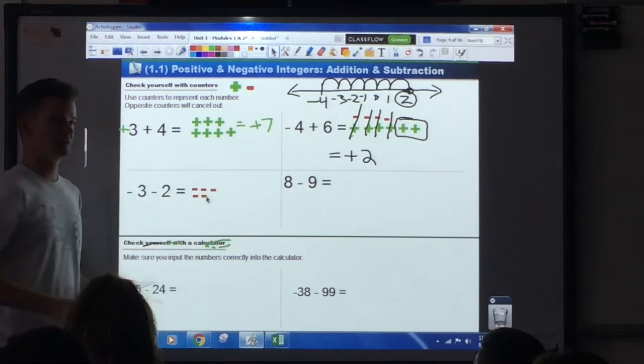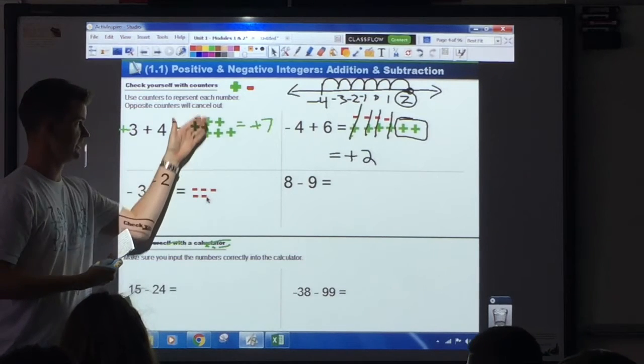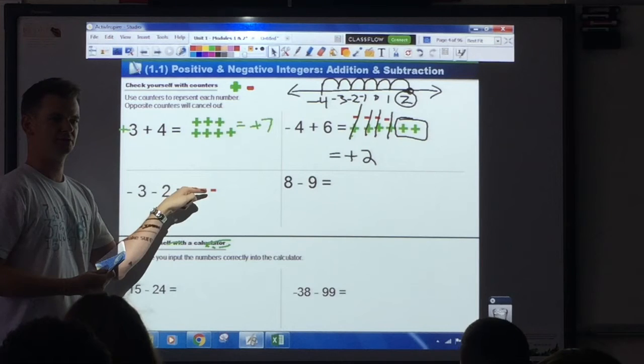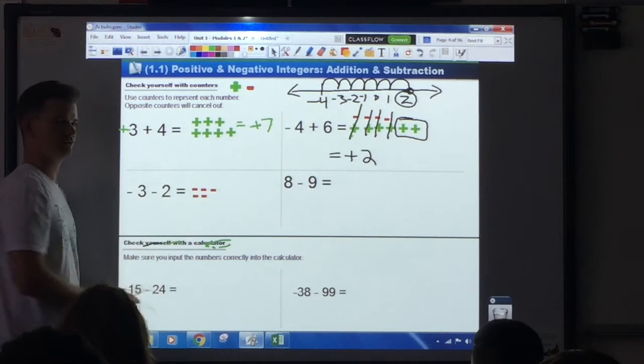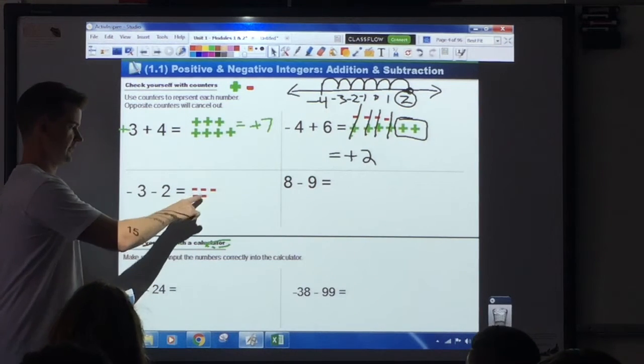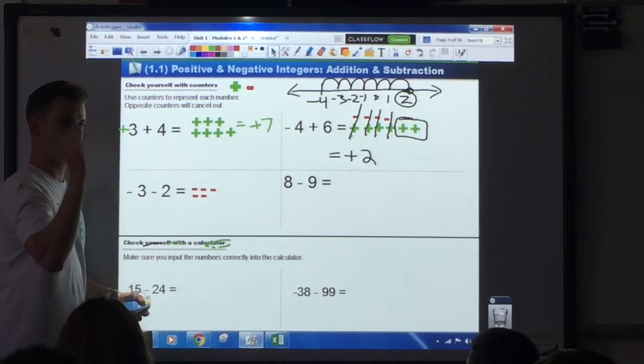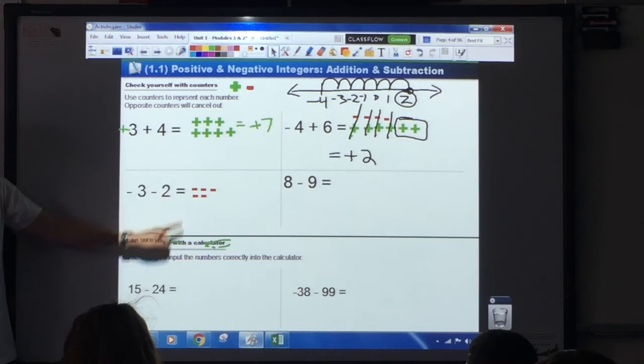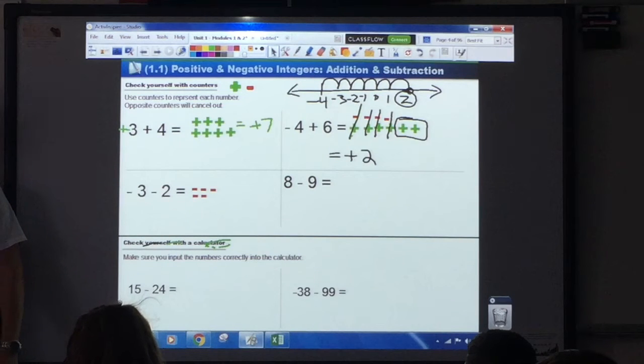Now, once again, if all your counters are the same, like here, all red, did anything cancel out here? No. Is anything going to cancel out here? No, you just count them up. How many red counters do I have? Five. That means my answer is going to be negative 5. Did anything cancel out here? No, so you don't cancel.